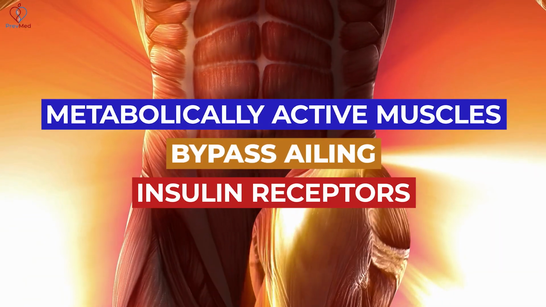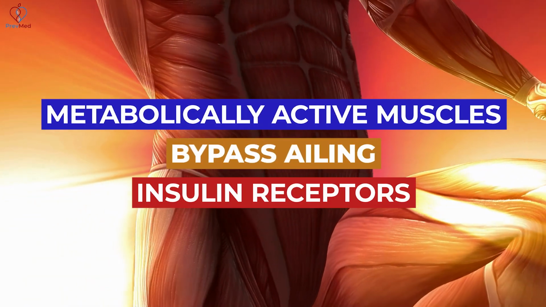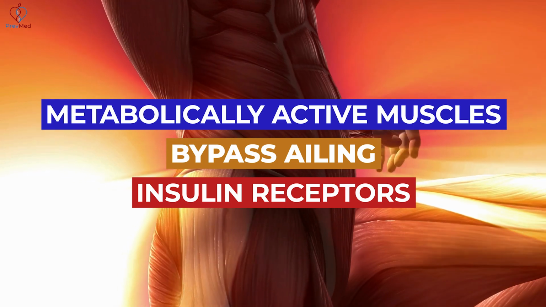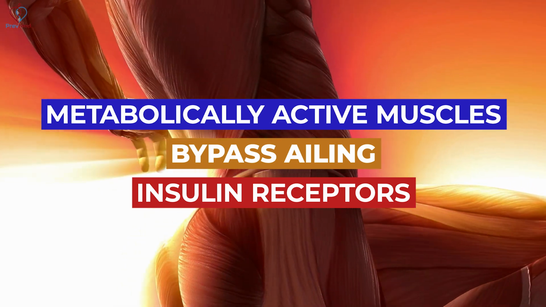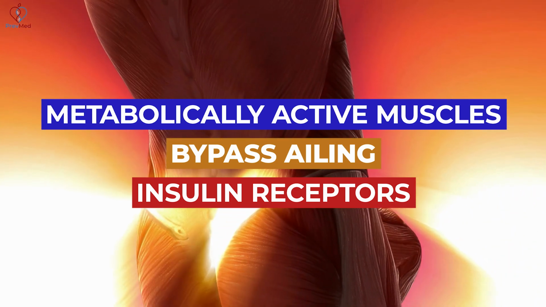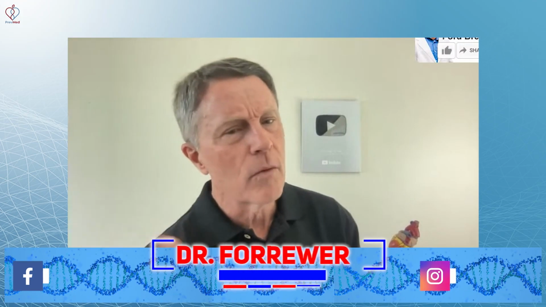Active muscles bypass ailing insulin receptors. Let me repeat that. Metabolically active muscles bypass insulin receptors. So think about those as you continue to worry about weight loss, muscle mass, things like that. The balance of muscle to fat and the metabolic activity of that muscle tissue than I am actual just muscle mass itself. And I need to really start clarifying that.